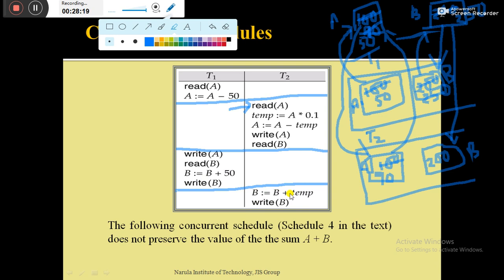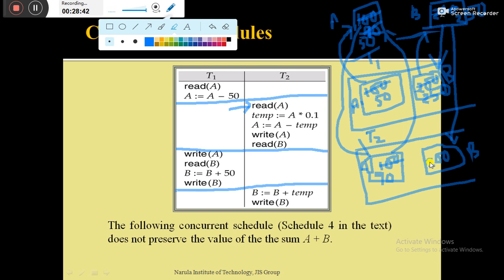Now CPU executes the last two instructions of T2. What is the instruction? B is equal to B plus 10. Now B means which B? This one or this one? Now CPU is executing transaction T2, so B refers to this B, because this is the local buffer in the RAM which belongs to T2. So B means this one. So the current content of B is 200.